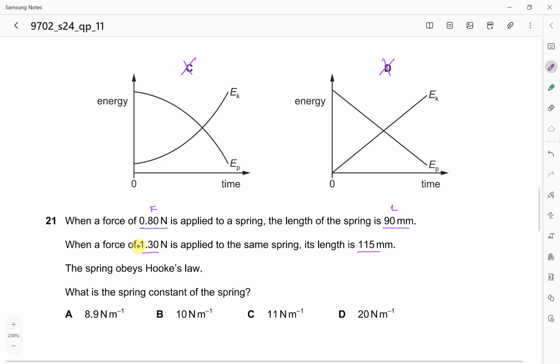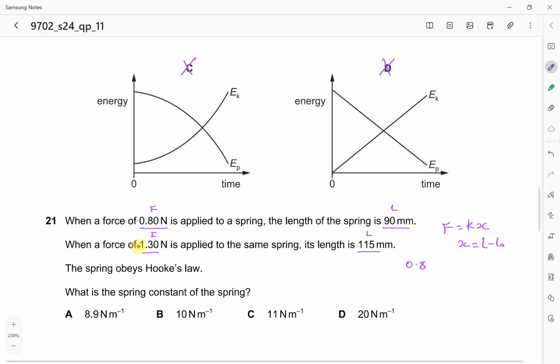And when a force of 1.3 is applied, its length is 115. So by Hooke's law, we know that F is equal to K times X, where X is the extension. X equals the new length minus the original length. So the question is, what is the constant of the spring?